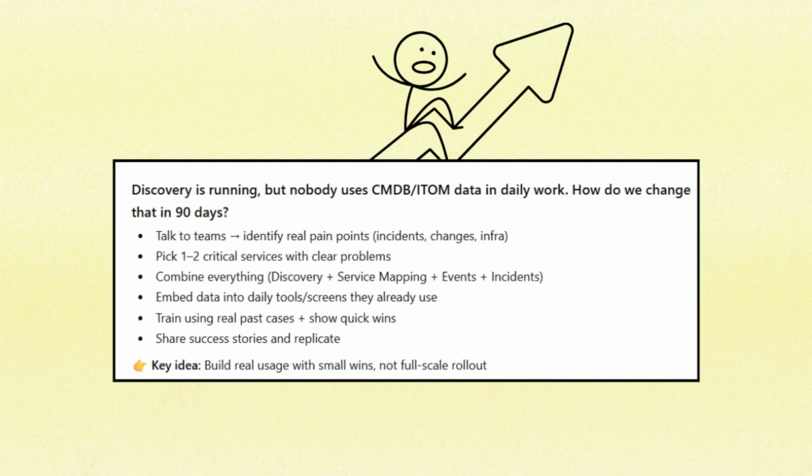So we can say that in 90 days, we don't fix everything, but we prove the value through strong real examples and use cases, and present it to the people and the team.